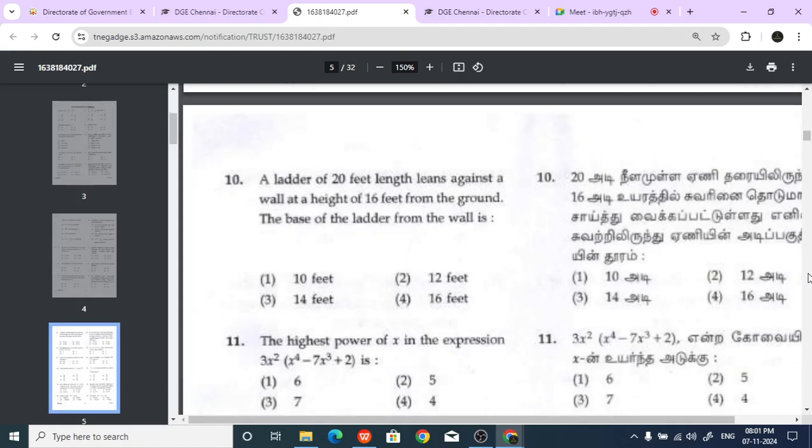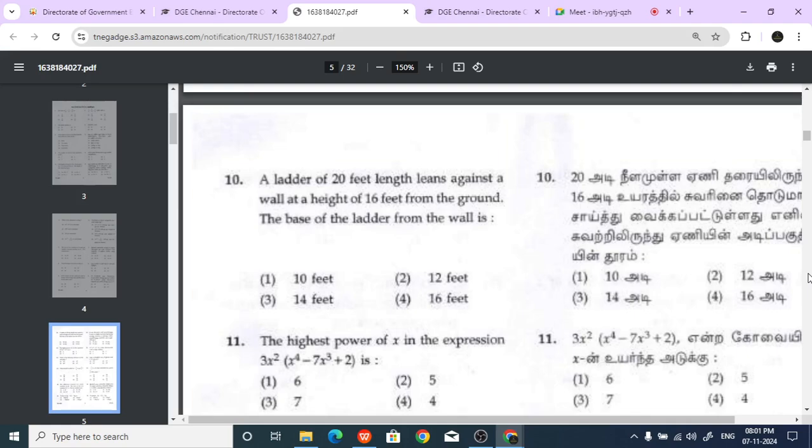Now you can read, Kavinaya. Tell me the 10th question. A ladder of 20 feet length leans against a wall at a height of 16 feet from the ground. Find the base of the ladder from the wall. The 20 feet length is the hypotenuse, so it is a right angle triangle. Hypotenuse is 20, height is 16. Now they want to find the base.